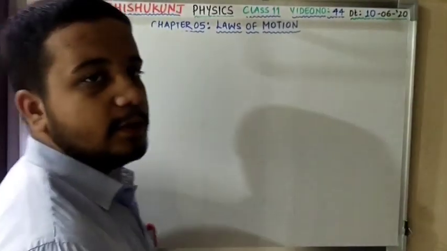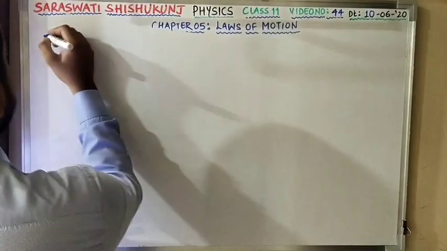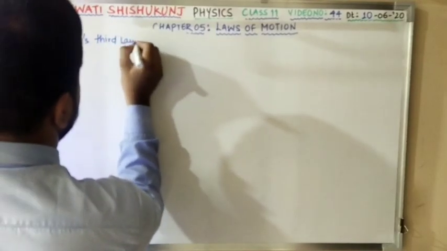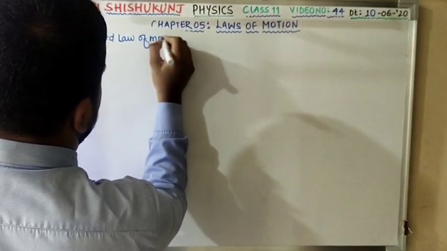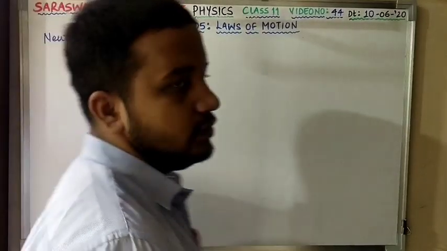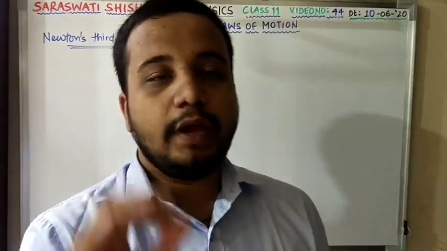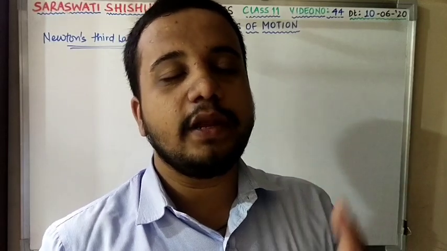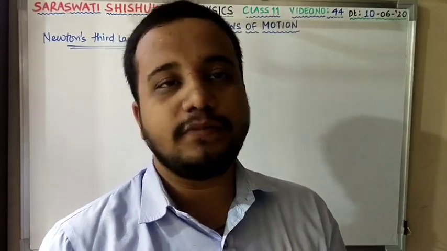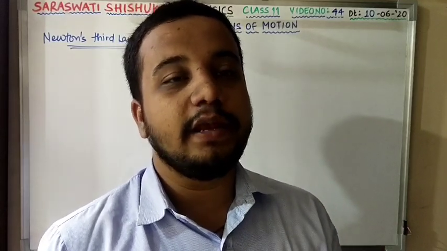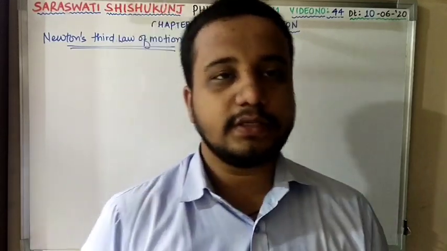Yes, the next topic we are having, that is Newton's third law of motion. Now, moving to the topic, I want to tell you what is Newton's third law of motion. To everything in nature, for every action there is an equal and opposite reaction. That is Newton's third law of motion. Clear? For every situation, for an action, there is always an equal and opposite reaction.